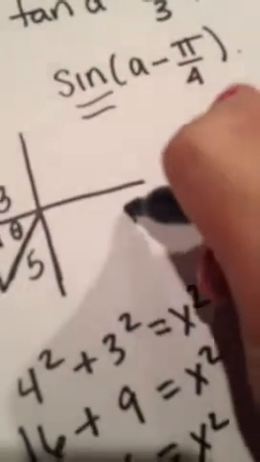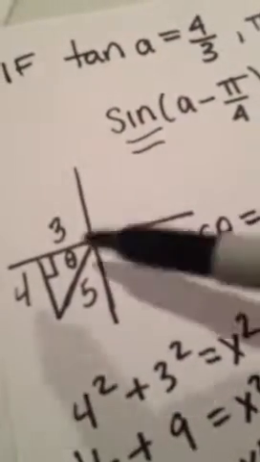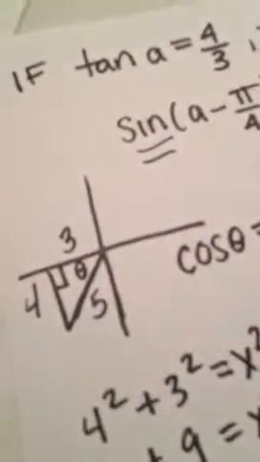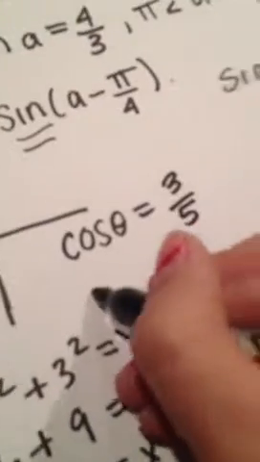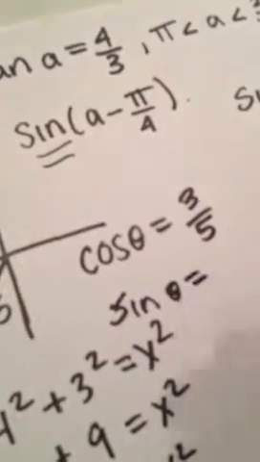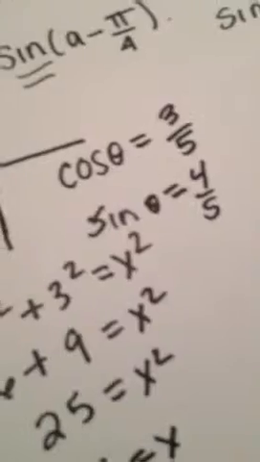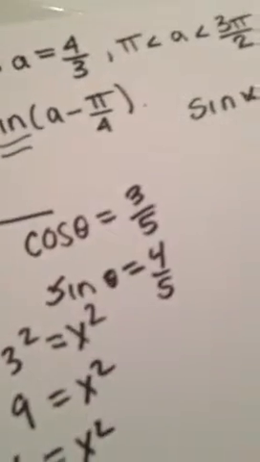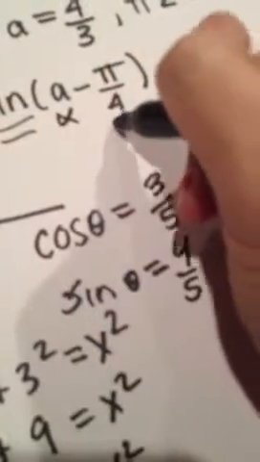So cosine is adjacent over hypotenuse. Adjacent is 3 and hypotenuse is 5, so it would be 3/5. For sine, it's opposite over hypotenuse, so that's 4/5. Now you want to take those two answers and plug them into this formula right here. You can tell that A is going to be theta and B is going to be beta.